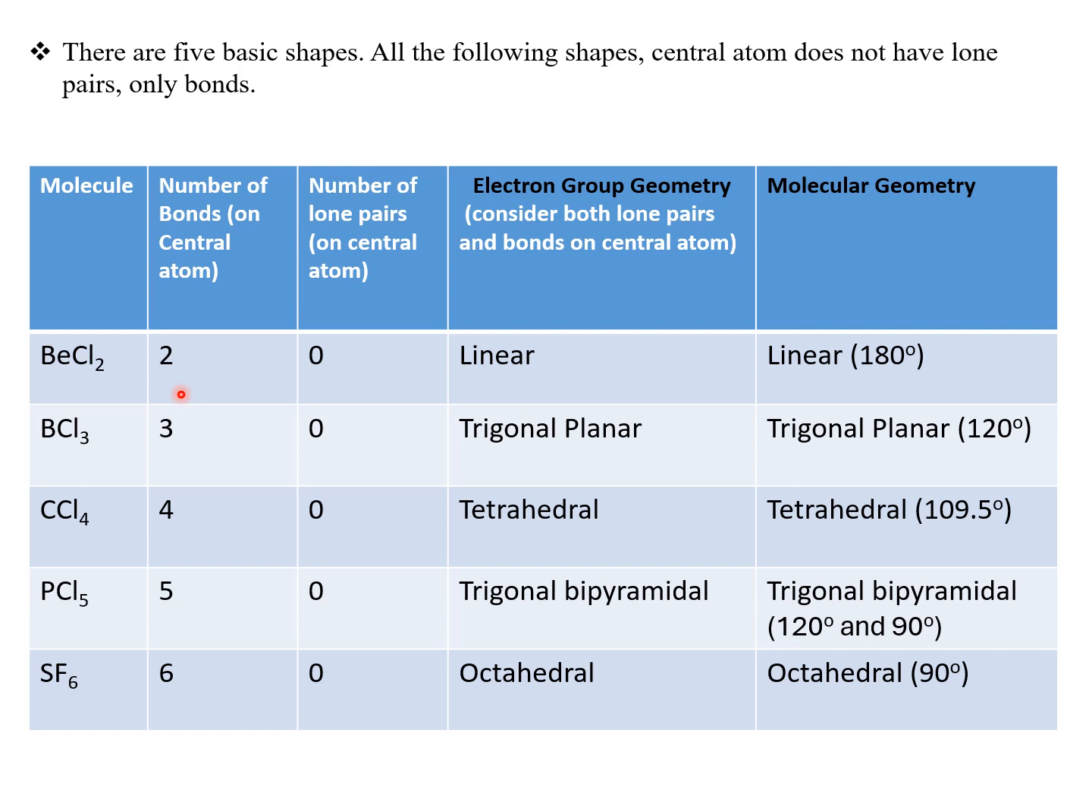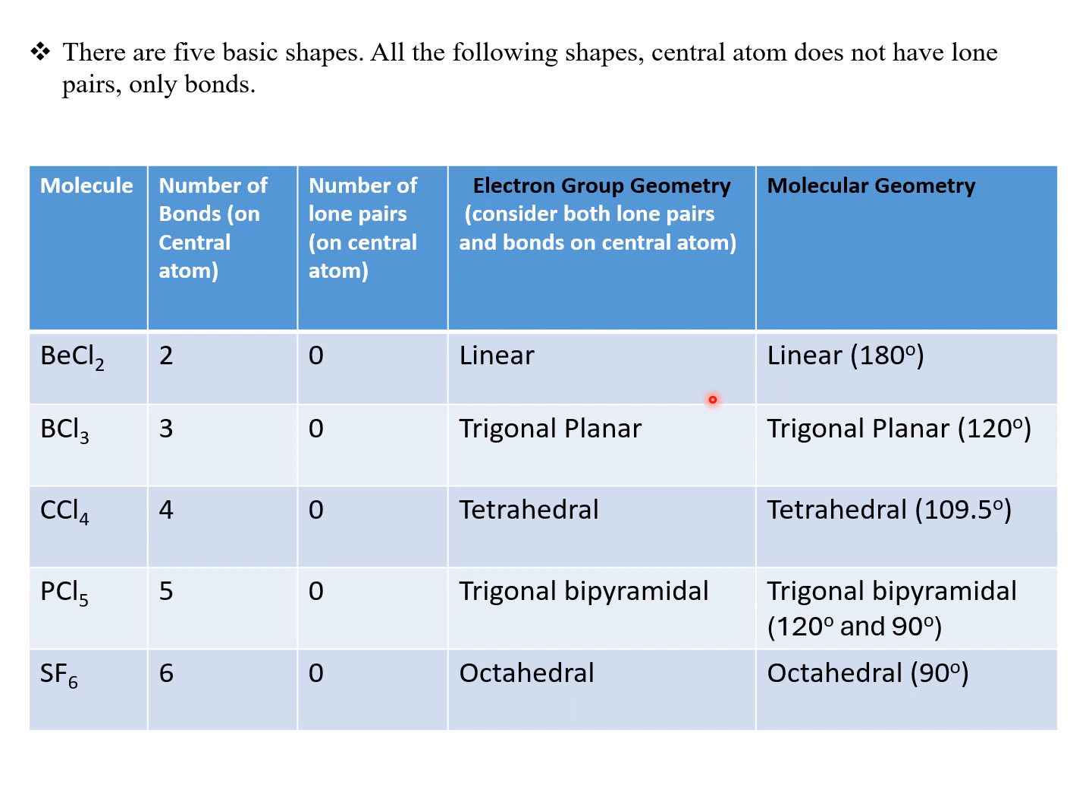First one is the linear shape. In linear shape, there are two bonds attached to a central atom. For example, BeCl2. Beryllium is the central atom. There are two chlorine atoms attached, and zero lone pairs on beryllium. So we call it linear in both electron group and molecular geometry. The reason is two groups are attached to the central atom, so we call it linear. Here the bond angle is 180 degrees. Both BeCl bonds are at a 180 degree angle.